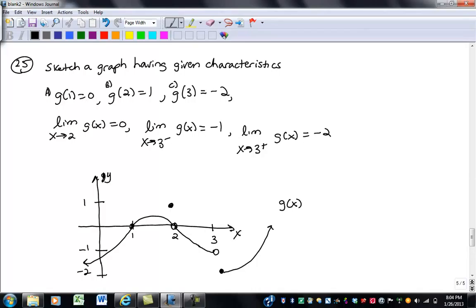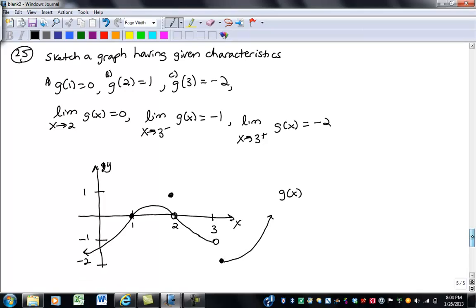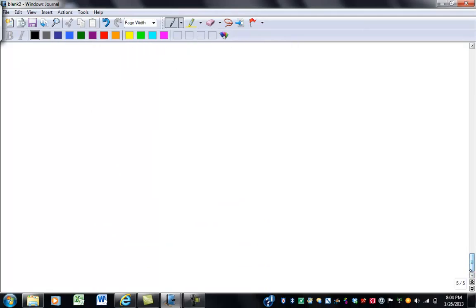So at 1 the y value is 0, at 2 the y value is 1, at 3 the y value is negative 2. The limit from both sides as x approaches 2: from the left it looks like 0, from the right it looks like 0. So the two-sided limit should be 0. But when I walk on the graph towards 3 from the left, it looks like I'll end up at negative 1. When I walk on the graph from 3 towards the right, it looks like I'll end up at negative 2. So that's an example of how you can draw a graph to fit certain limit qualities.